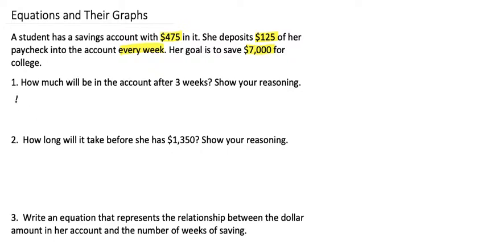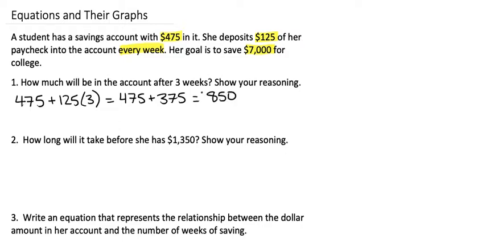So we're starting with $475 in the account, and we're adding $125 each week to that amount. Now, after 3 weeks, we will have added $125 3 times. So I'm going to multiply 125 by 3 and add that to the original 475. 125 times 3 is 375, and 375 plus 475 is $850. So that's how much would be in the account after 3 weeks.